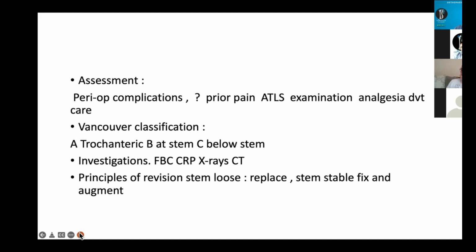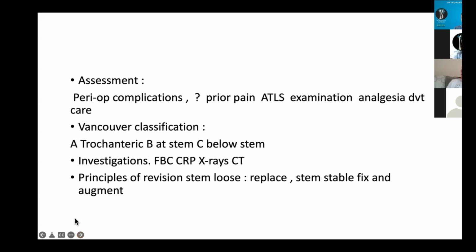Thank you very much. So now the Vancouver classification, you said A, B, C. Do you know how to subclassify it? Yes, there is a further subclassification into 1, 2, 3. One is cortical perforation, 2 is incomplete fracture, and 3 is complete fracture. I will read about this now. So either of these A, B, C can be cortical perforation, incomplete fracture or complete fracture.